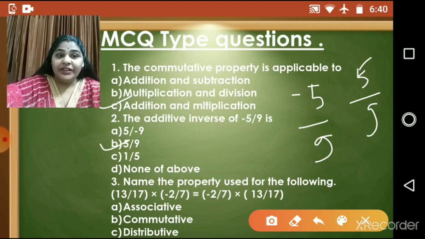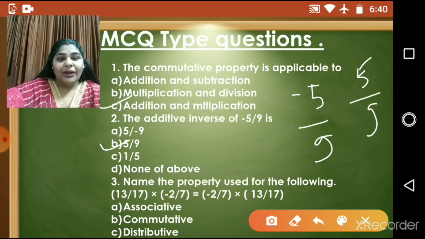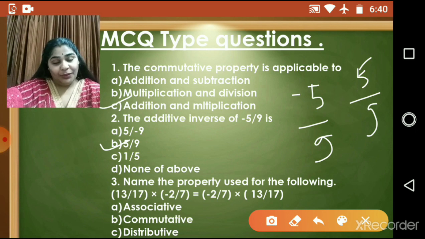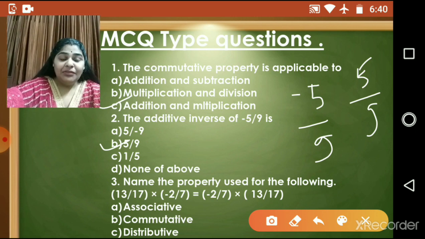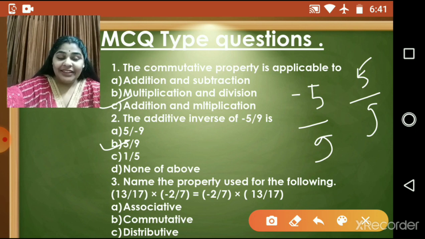The first option was 5 upon negative 9, which is false. 1 upon 5 is absolutely wrong, right? And none of the above. There may be 3 options, there may be 4 options. You have to think and tick the correct one. Now the third one, name the property used for the following. So let us see what it is. 13 upon 17 multiplied by -2 upon 7 is equal to -2 upon 7 multiplied by 13 upon 17.